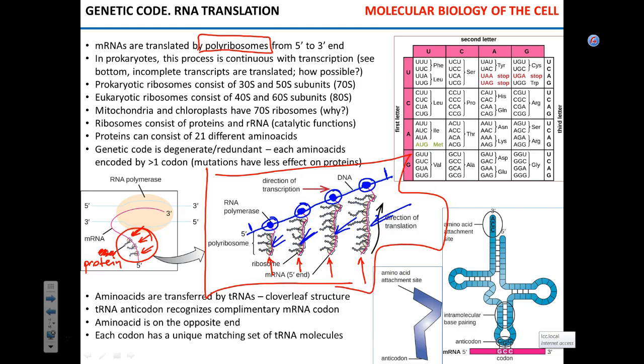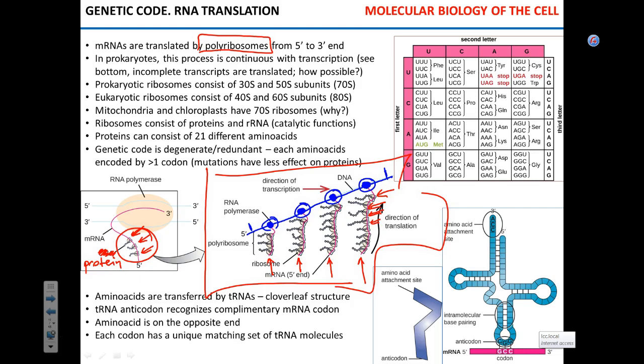As soon as RNA appears, ribosomes, those bell-looking shapes, bind the RNA molecule and start to produce protein. Does that make sense?